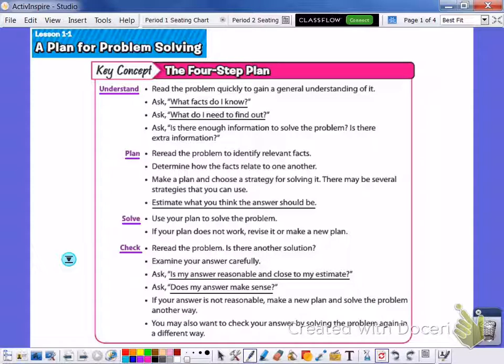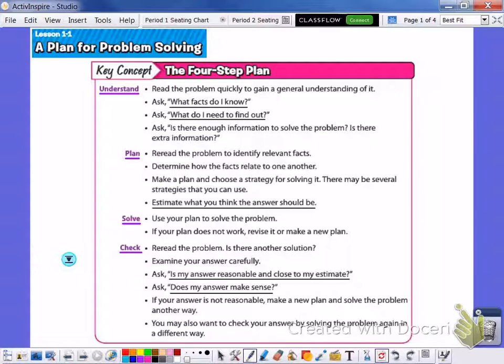then check. So in our understand step, you're going to read the problem quickly to gain a quick understanding of it. And ask yourself questions like, what facts do I know or what do I need to find out? And then ask, is there enough information to solve the problem or is there extra information? So that's all in our understanding step.